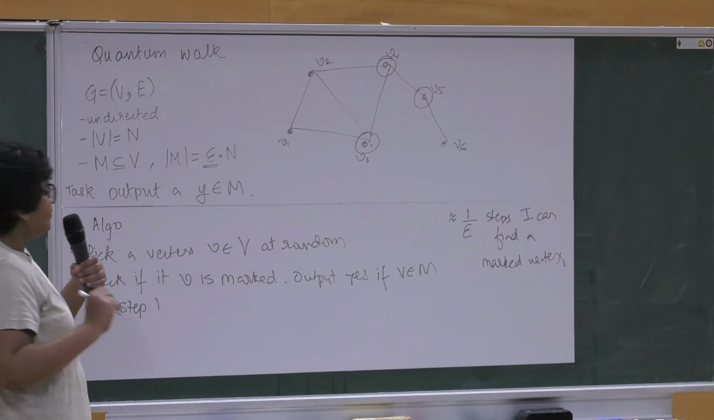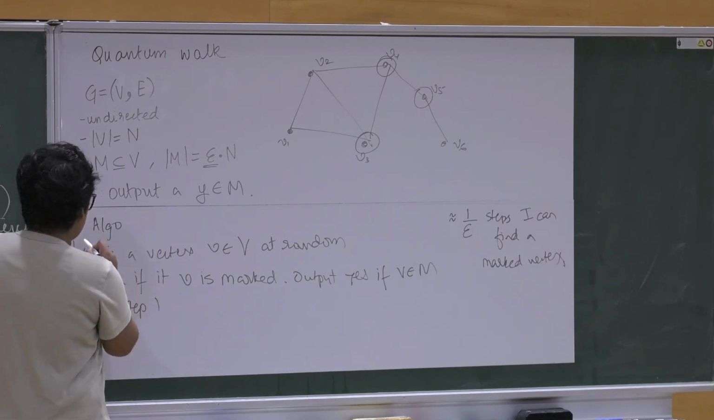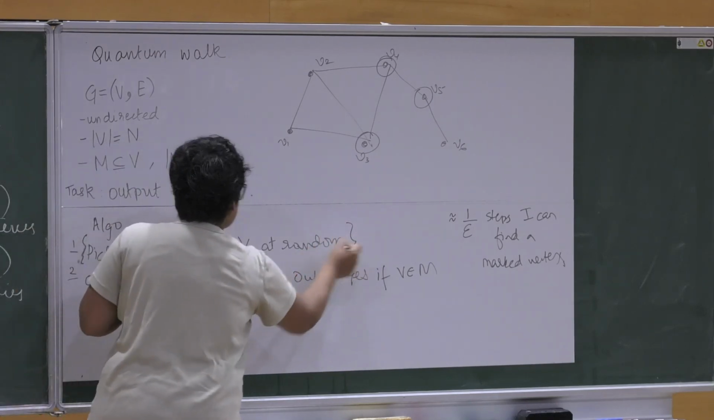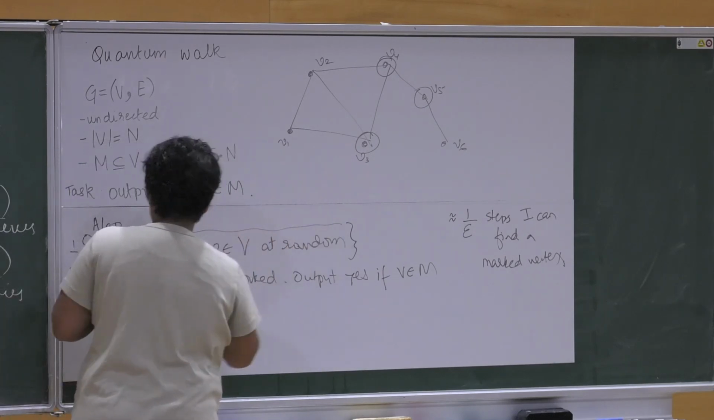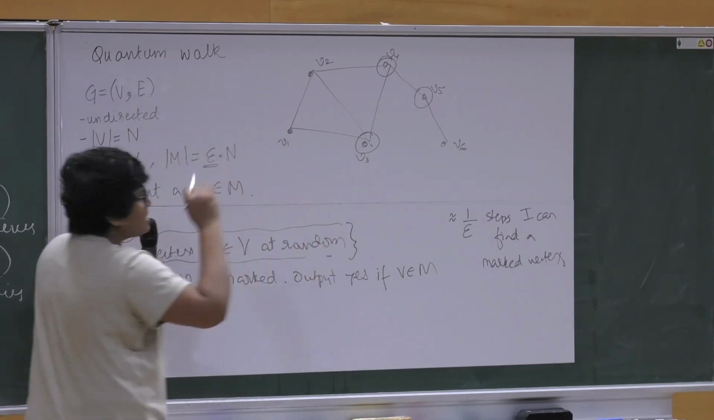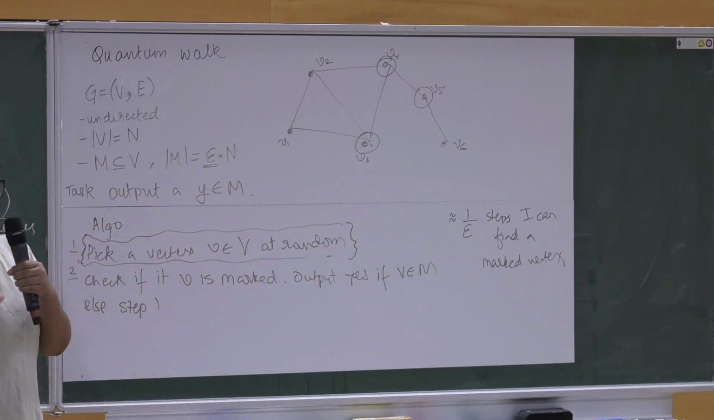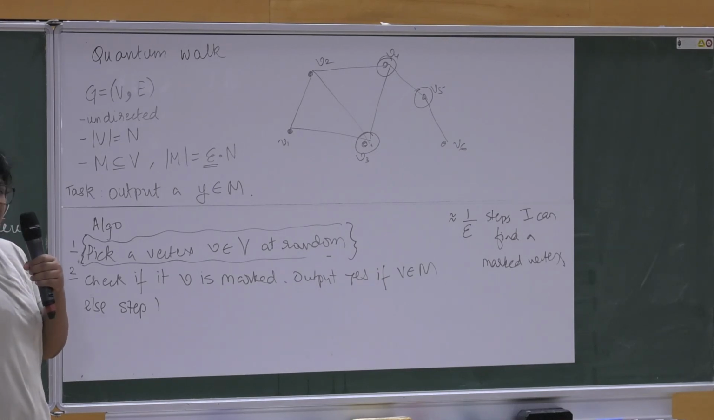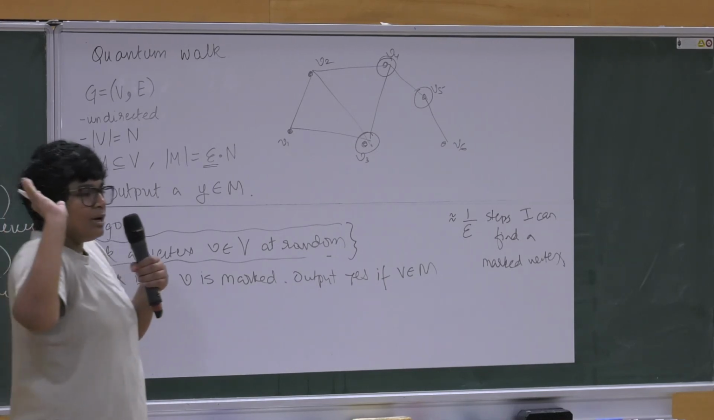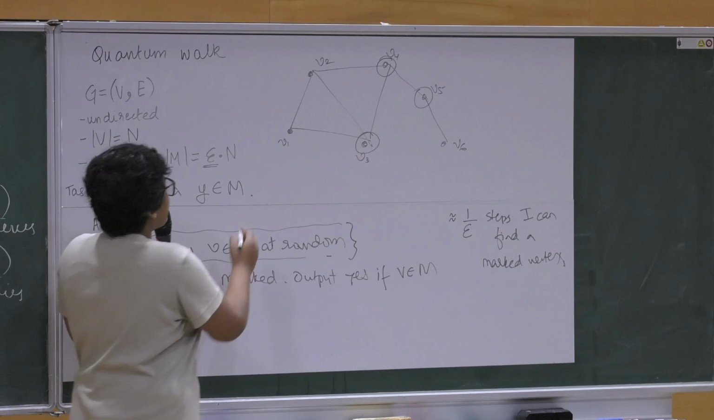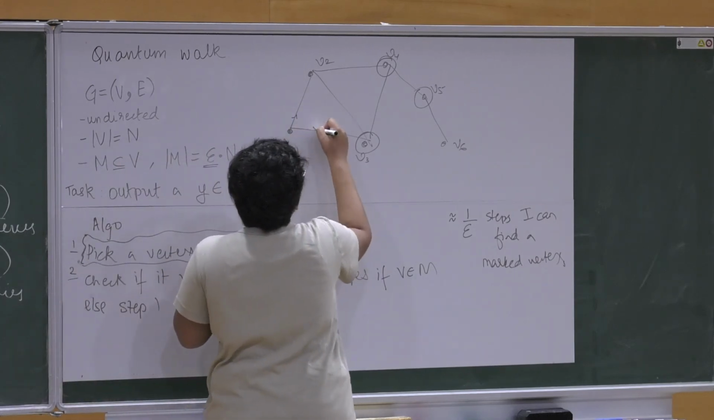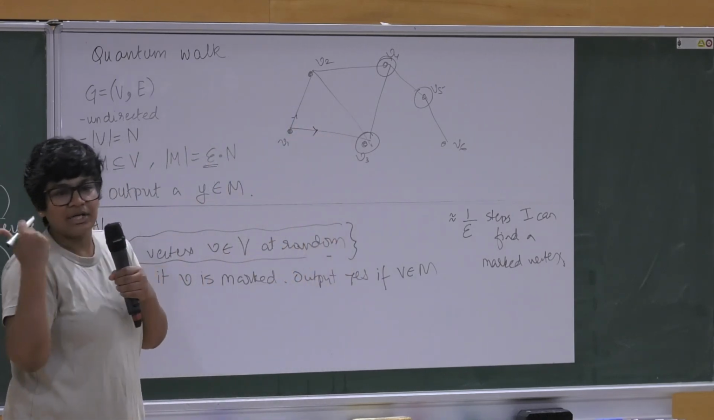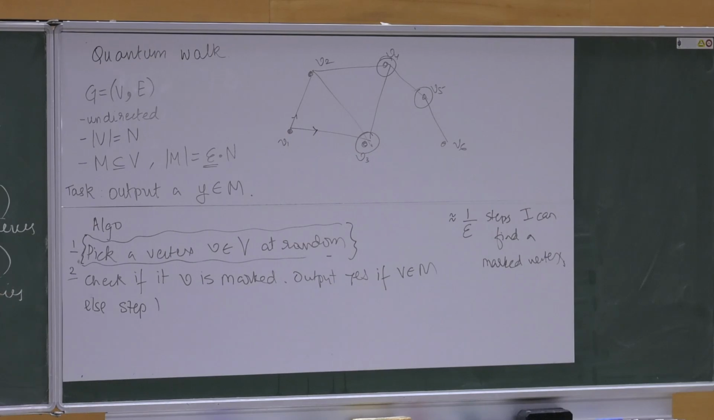Now, what if I don't have this sampling procedure? What if this procedure is not possible because, for some reason, the graph is given to me implicitly? I only know that if I am at a vertex, I can explore its neighbors, but I can't really sample. Then what can we do? Any idea?